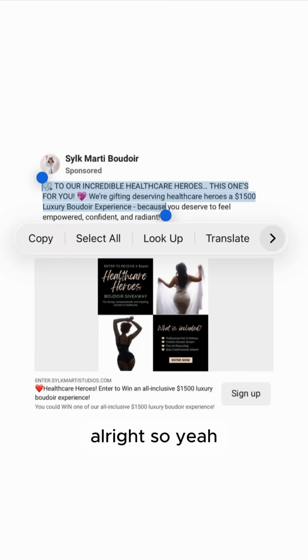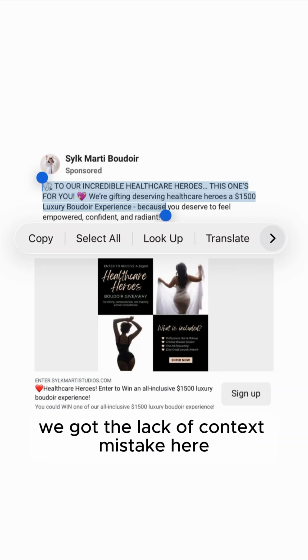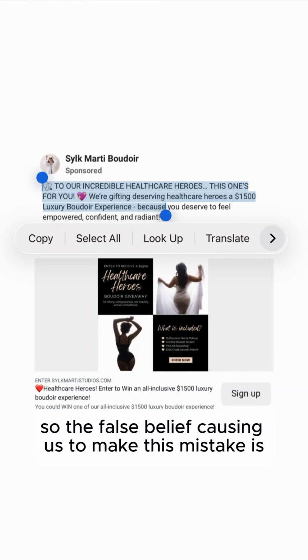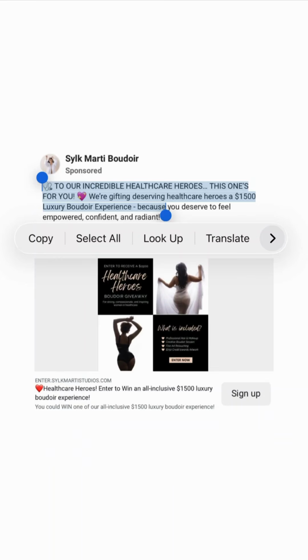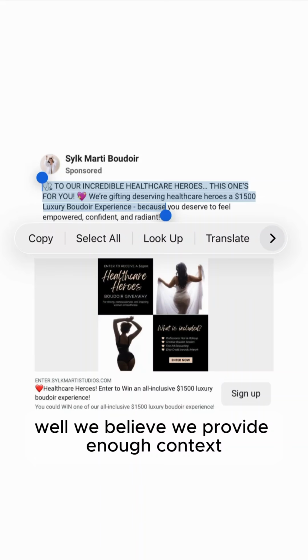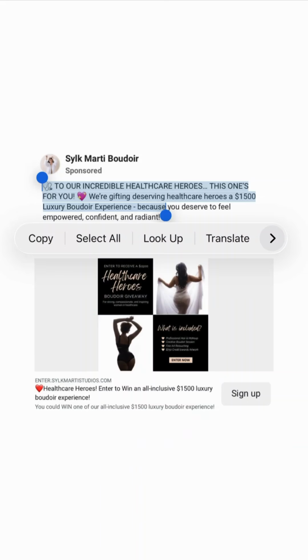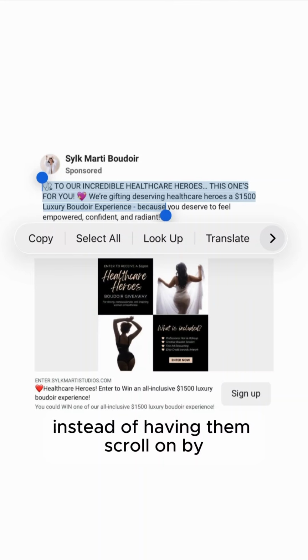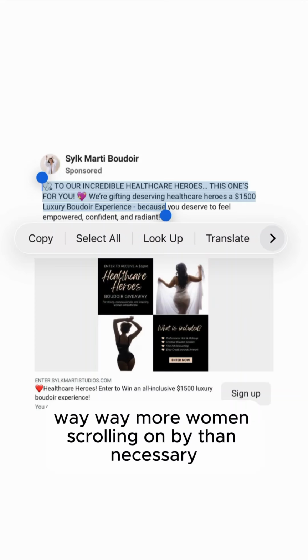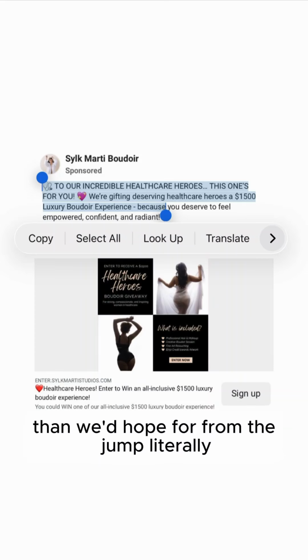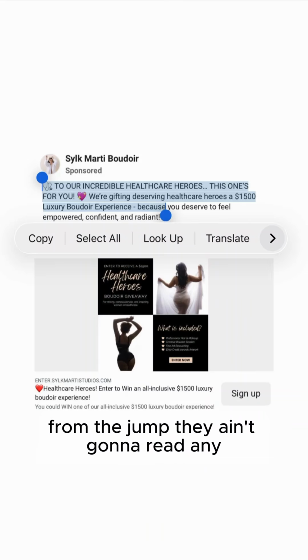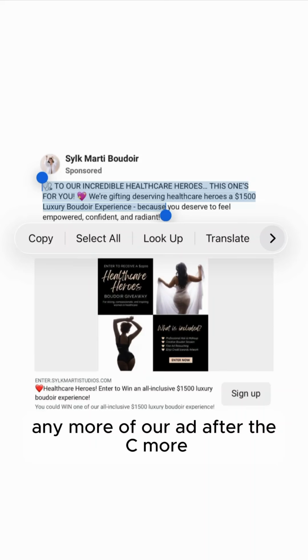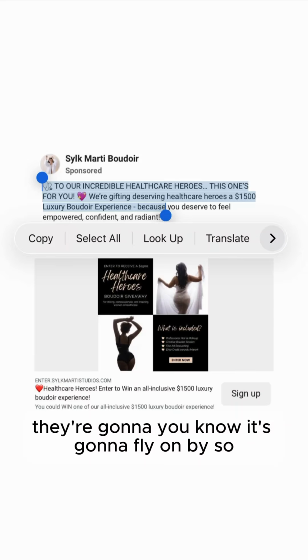All right, so yeah, we got the lack of context mistake here. The false belief causing us to make this mistake is, well, we believe we provide enough context to have the right people click in instead of having them scroll on by. Well, the consequences, we actually have way more women scrolling on by than we had hoped for from the jump. Literally from the jump, they ain't gonna read any more of our ad after they see more of the rest of our ad copy. They're just gonna fly on by.